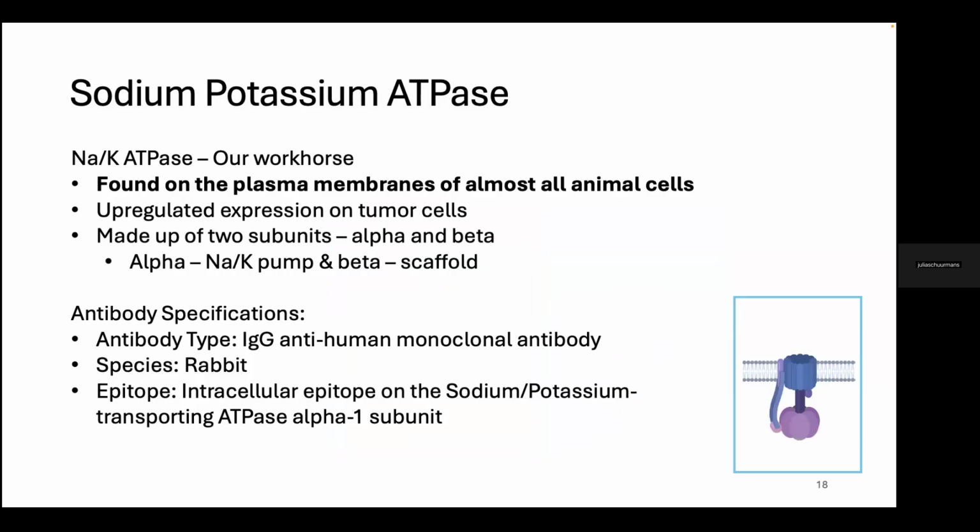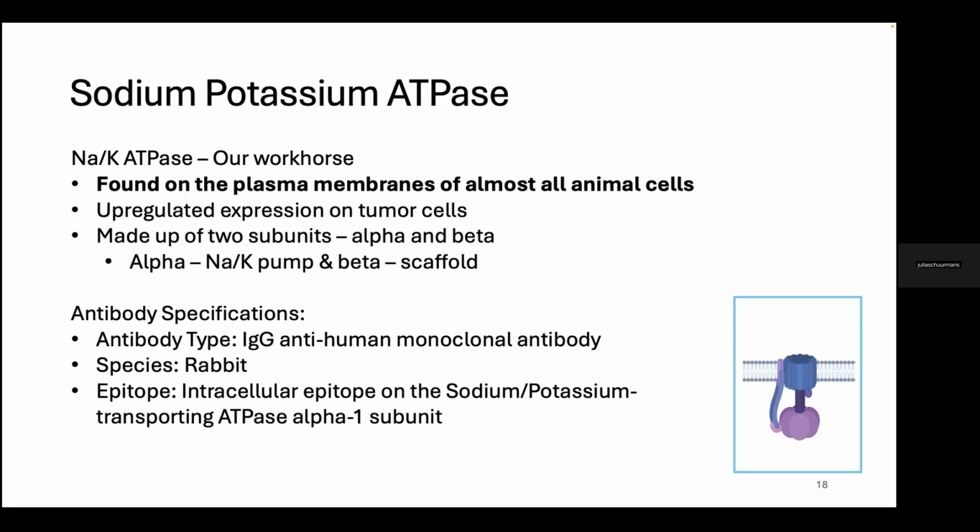So the sodium potassium ATPase is the workhorse of my cocktail. Sodium potassium ATPase is found on all plasma membranes of almost all animal cells. However, it is upregulated on tumor cells. It is made up of 2 subunits, an alpha pump and a beta scaffold. Not as relevant to me, but my epitope that my antibody binds to is on the inside, on the scaffold, on the pump. The antibody type that I'm working with, as is for all the antibodies we'll be talking about today, is an IgG anti-human monoclonal antibody.